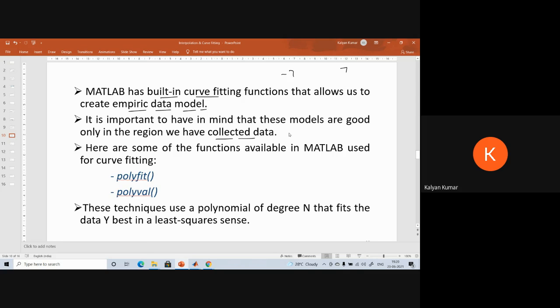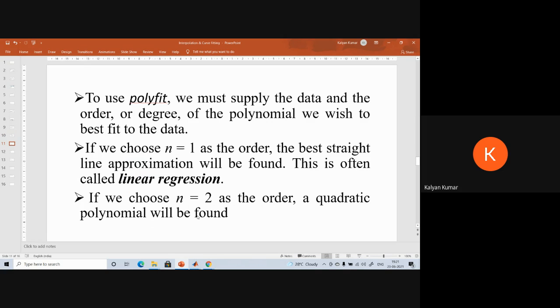And the functions available in MATLAB for curve fitting are polyfit and polyval. These techniques are going to develop an nth order polynomial using least squares approximation.